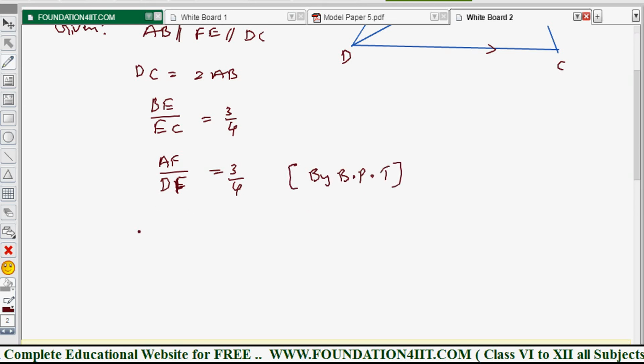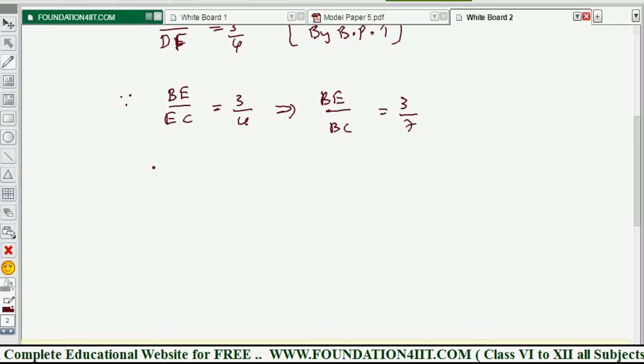Therefore, from BE by EC equal to 3/4, BE by the total BC is equal to 3 by 3 plus 4, that is 7. Let this be equation one. Now we need to prove the triangles are similar. We take two triangles, triangle BGE and triangle BDC.